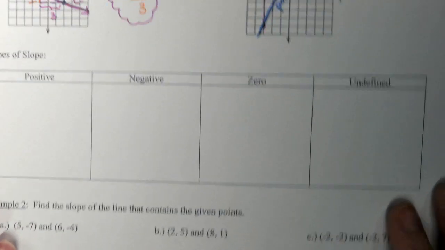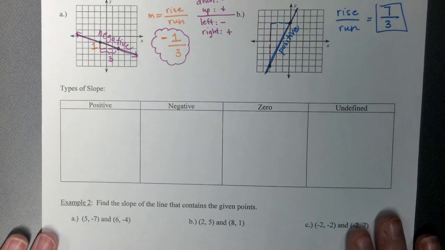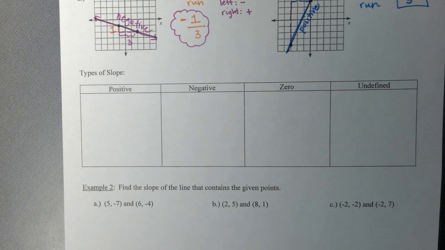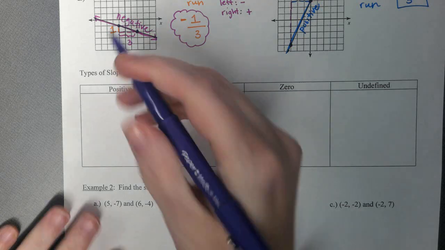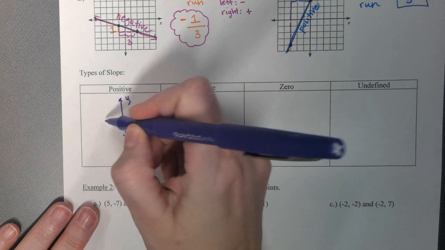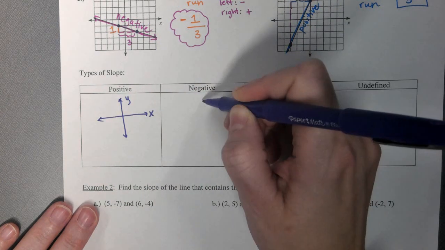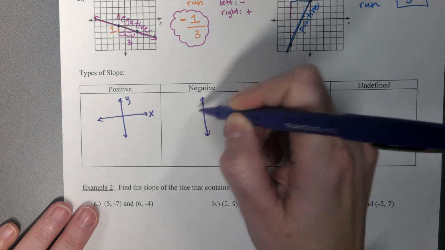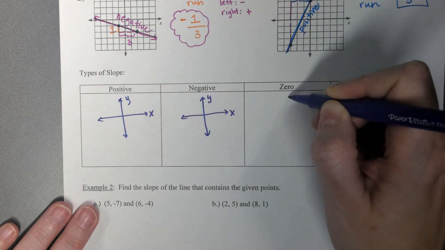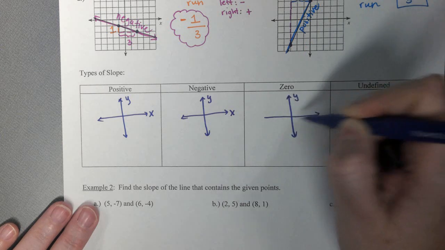All right, and then we're going to talk about the different types of slope. So for every single one, we're going to draw an x and a y axis. So we have y and x. Just leave a little space there so we can write a note down.